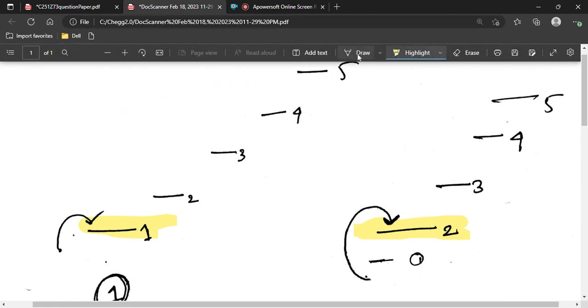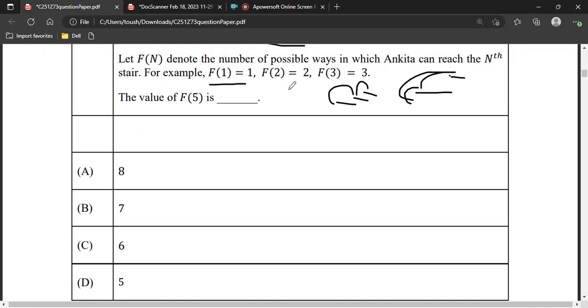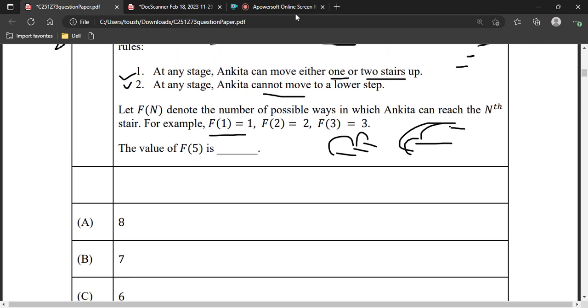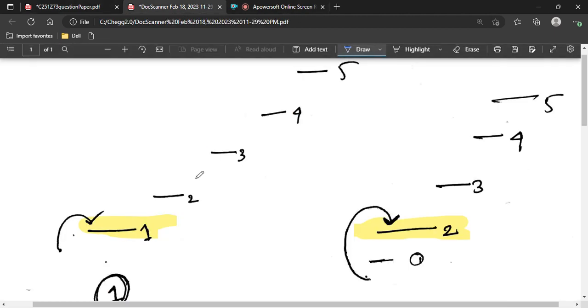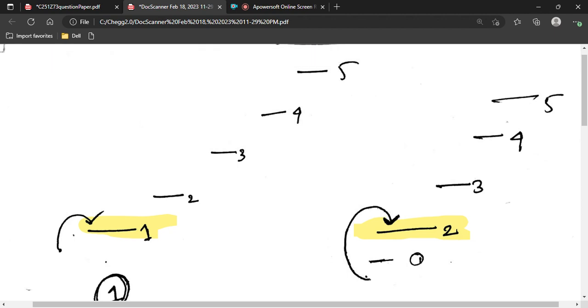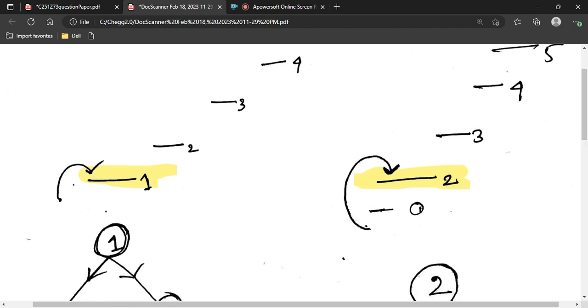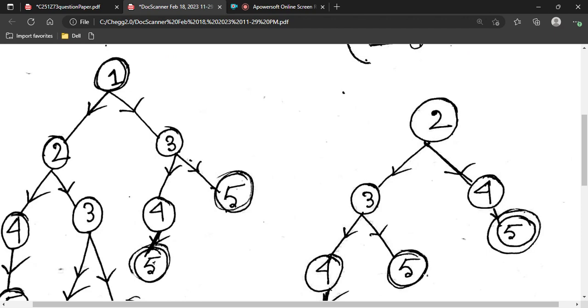So we have 5 stairs, right? 1, 2, 3, 4, 5, these are the 5 stairs. How many initial choices do we have? We can go either only 1 or 2 stairs, right? So initially we have two choices. We can go to stair number 1 from the ground, or from the ground we can go to stair number 2. So let's classify them first, so that we will not make any mistake in calculation.